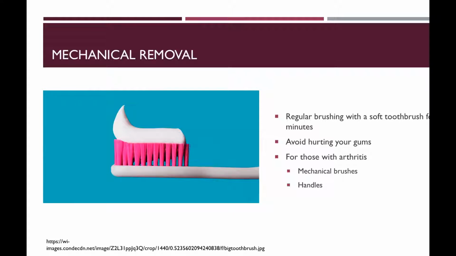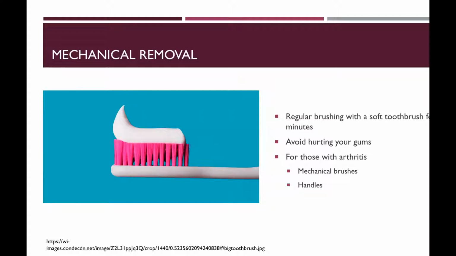Those that are wearing dentures should ensure that the dentures are mechanically cleaned daily. And of course, use a toothbrush for 2 minutes and avoid hurting those gums. As we get older, we have other medical conditions that sometimes can make it harder to use a toothbrush. And there are different strategies that we can use to help manage this. Some of them, of course, are things like mechanical toothbrushes for those who might have arthritis, or toothbrush handles.